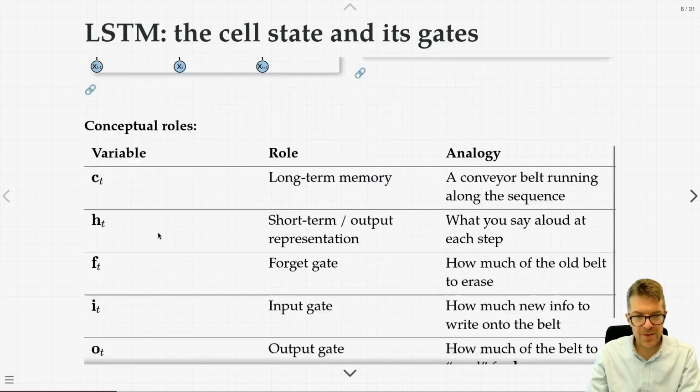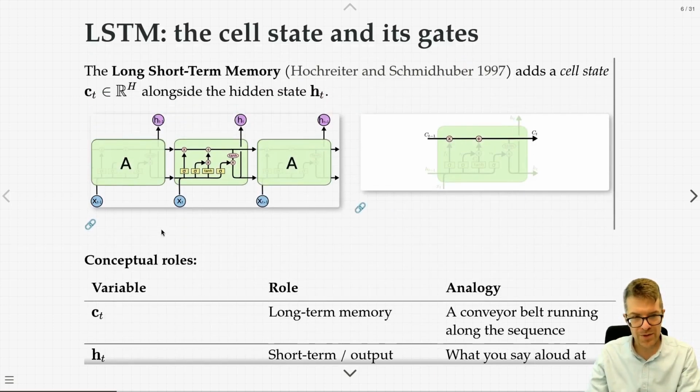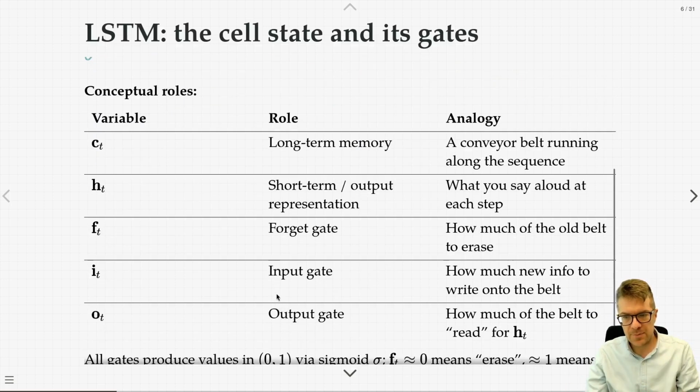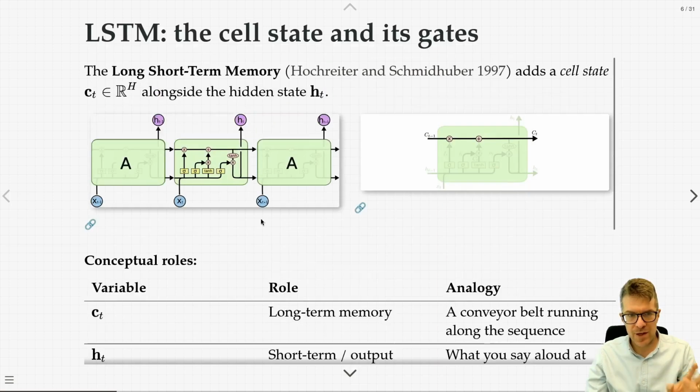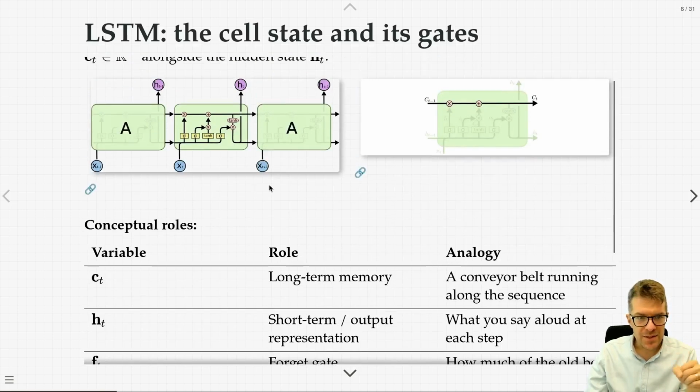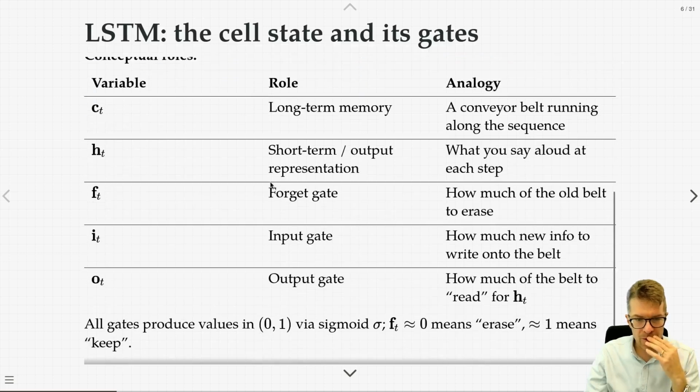f_t, this is a gate. I'll go through the gates in a moment. But we have these mechanisms I'm pointing to here with my mouse, where we decide to remove information from the so-called conveyor belt, from the cell state c_t. This is the forget gate. This is a gate where we decide this information is no longer necessary. Call it f_t. i_t is information to write to the cell state. This is where we add information to the conveyor belt as it moves along. And that's more or less it. The output gate is what we pass up through the neural network like we have before.